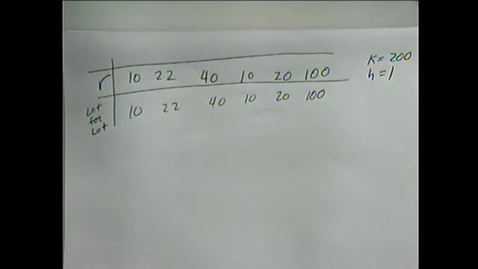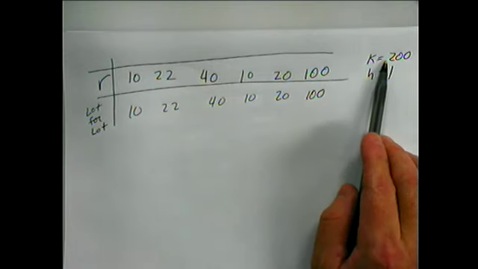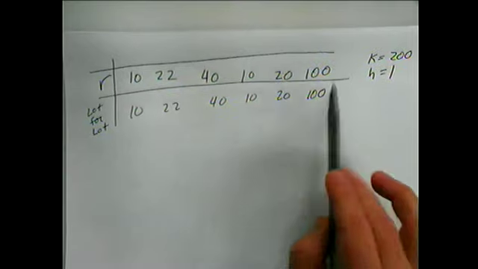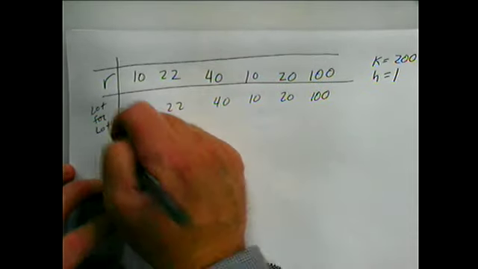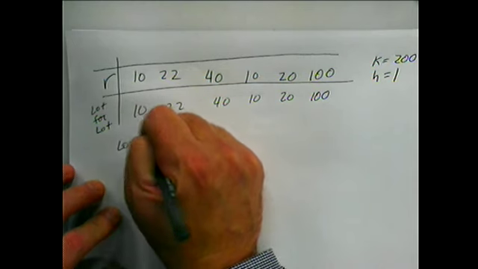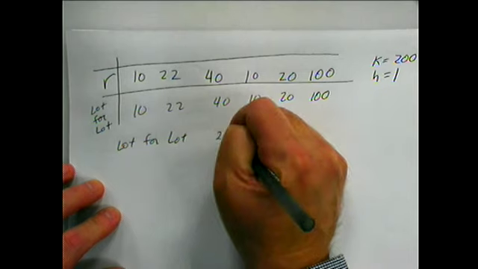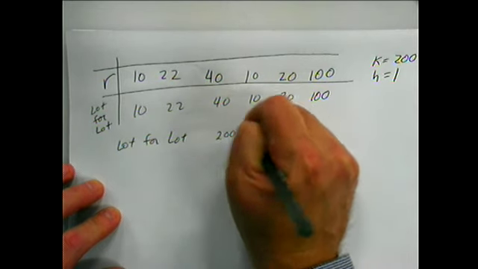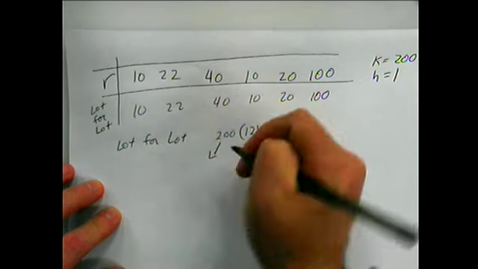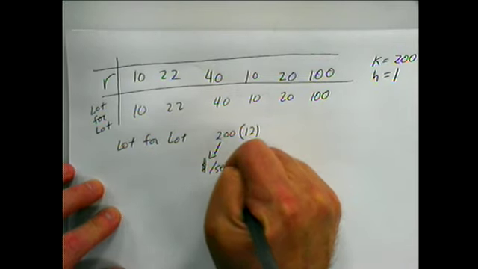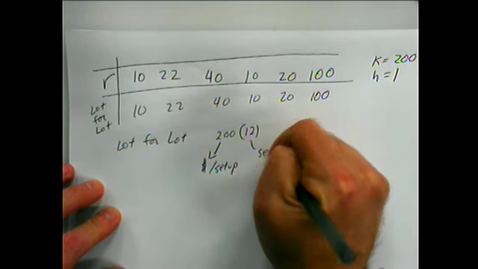Do you carry any inventory? No. So your only cost is what? Setup. Each setup costs $200. So it'd be 200 times 1, 2, 3, 4, 5, 6, or $1,200. So lot for lot, $200 what? Dollars per setup and 12 setups.